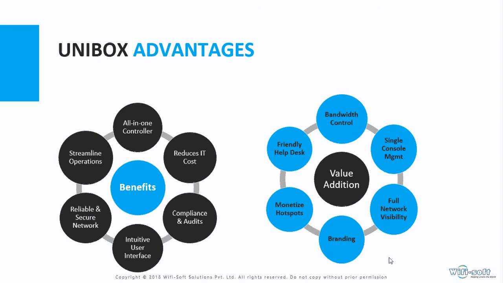Let's look at what the advantages of UniBox are. As I mentioned earlier, UniBox is an all-in-one controller. So it essentially has the functionality of 7 or 8 different kinds of products all integrated into one box, and that's one of the biggest advantages of UniBox, because you don't need to buy a separate multi-WAN router, a separate firewall, a separate web server, a separate hotspot system, a separate wireless controller, and so on. It integrates all these functionalities into one box.